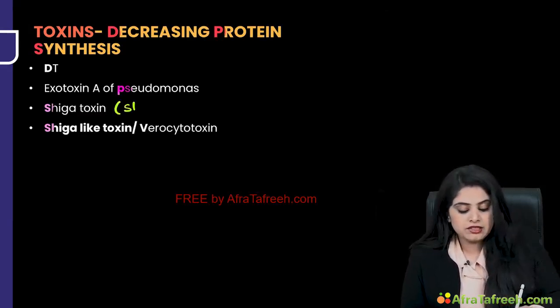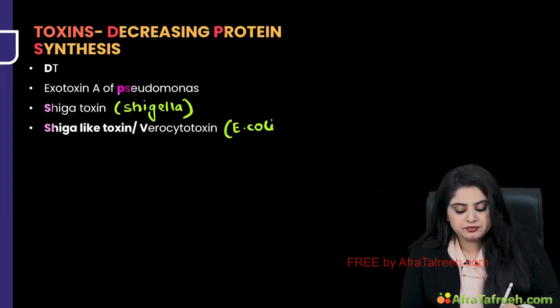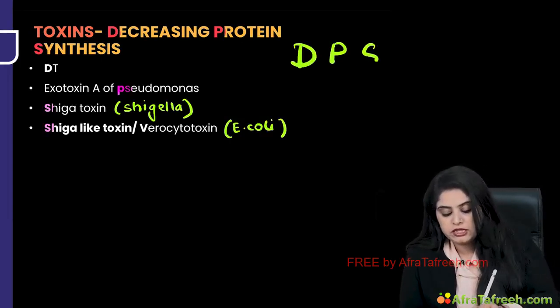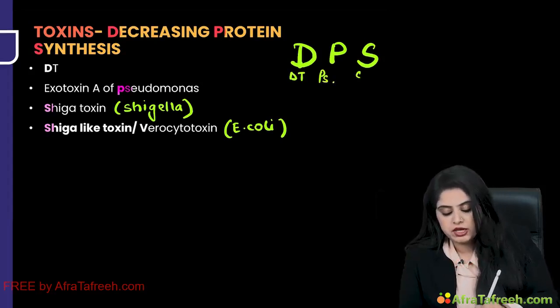No points for guessing that Shiga toxin is released by Shigella. Shiga-like toxin or verocytotoxin is released by E. coli. So repeating, when they ask which are the toxins which decrease the protein synthesis, we have diphtheria toxin, we have Pseudomonas, we have Shiga toxin and Shiga-like toxin.